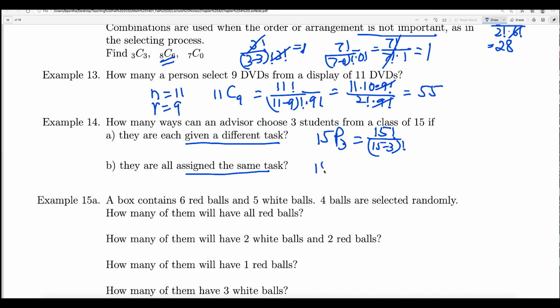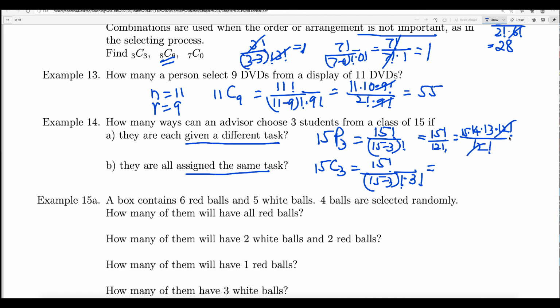Okay, so it will be 15C3. The formula will be 15 factorial over 15 minus 3 factorial times 3 factorial. You can use the formula or use the calculator to do that. So here you will get 15 factorial over 12 factorial. So it will be 15 times 14 times 13 times 12 factorial over 12 factorial. So you cancel that, and whatever you get is the final answer. You will get 15 times 14 times 13, which is 2730.